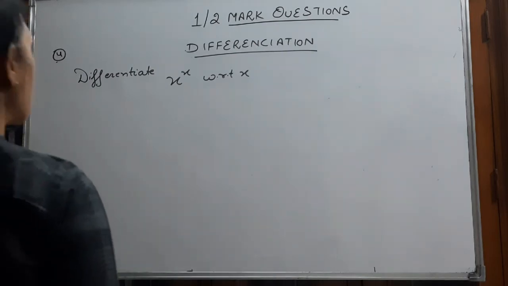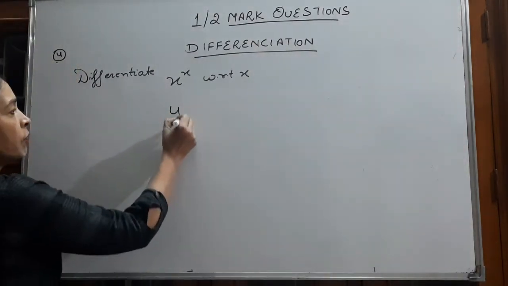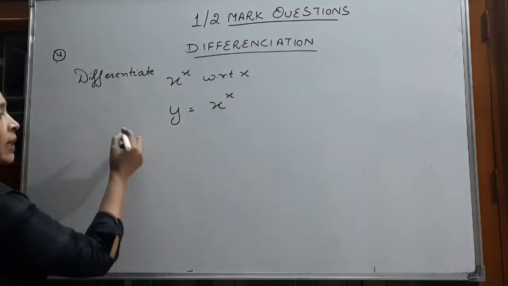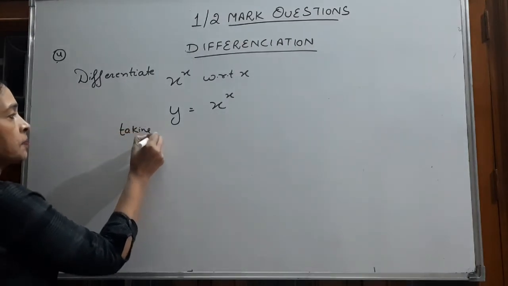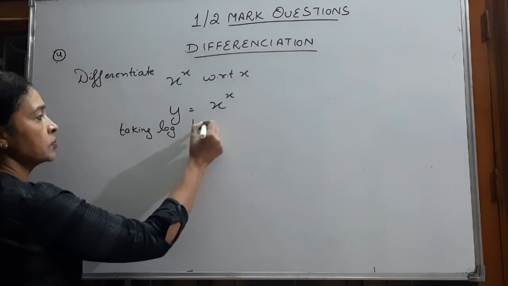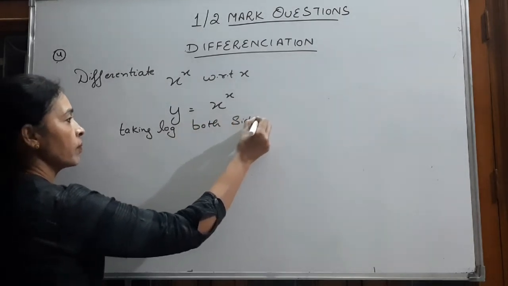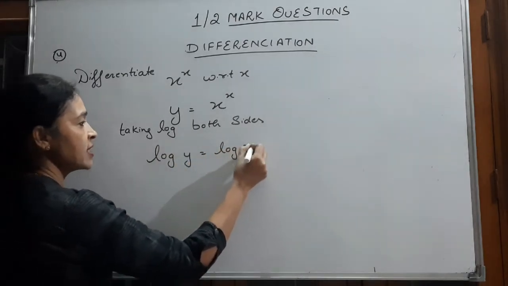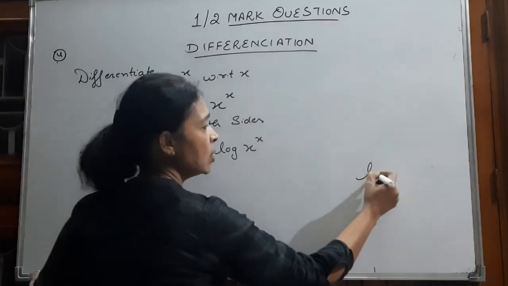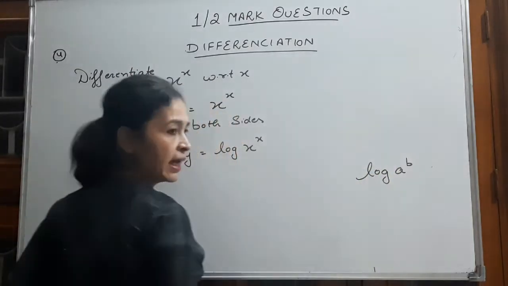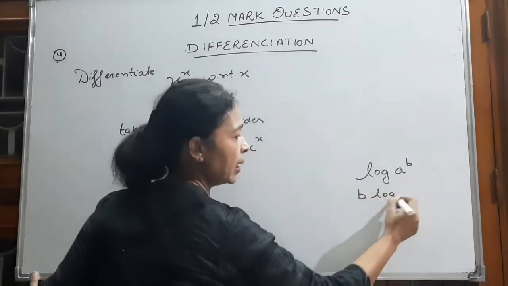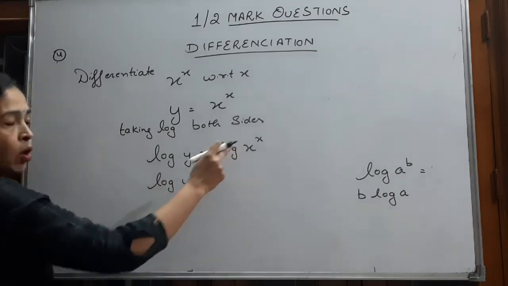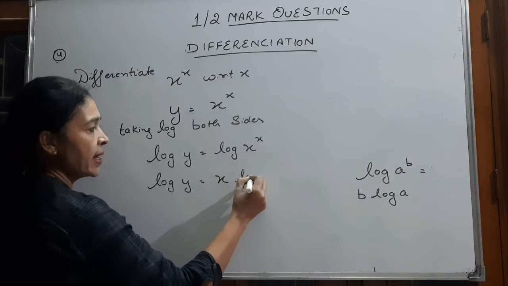Differentiate x to the power x with respect to x. We have the function y equals x to the power x. To find the differentiation, take log on both sides. Log y equals log x to the power x. Log a to the power b can be written as b log a. So log y equals x log x.